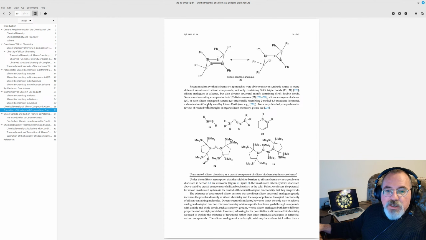For a very detailed, comprehensive review of recent breakthroughs in organosilicon chemistry, please see footnote 230. I'm not going to be going through all the footnotes, unless someone pays me to, or I get hundreds of comments demanding that I go through the footnotes in this, which seems a trifle unlikely.